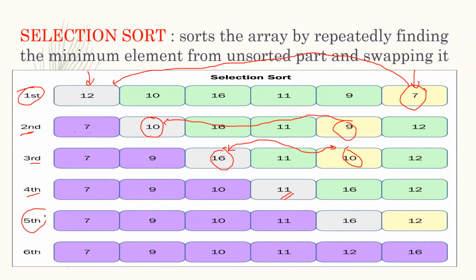Coming to the fifth minimum element, it is 12, right? So 16 and 12 are swapped. So in the sixth step we have our sorted array, that is 7 9 10 11 12 and 16.